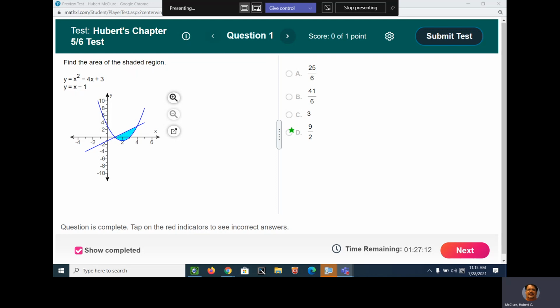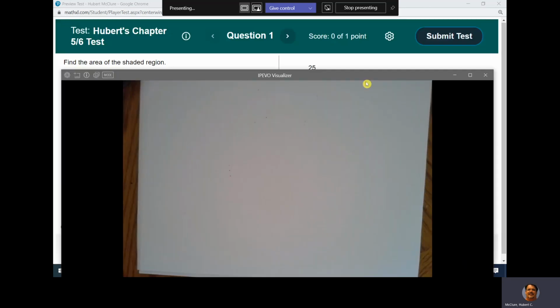All right, these are some test questions off the 5 and 6 test. I'm just going to go over a little bit. I'm not going to go over in detail, but here's one right here. First thing you do, and we went over several of these in class, is set them equal to each other.